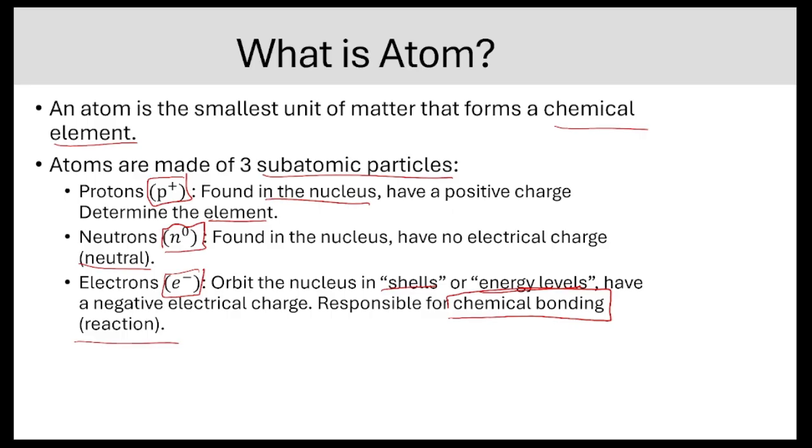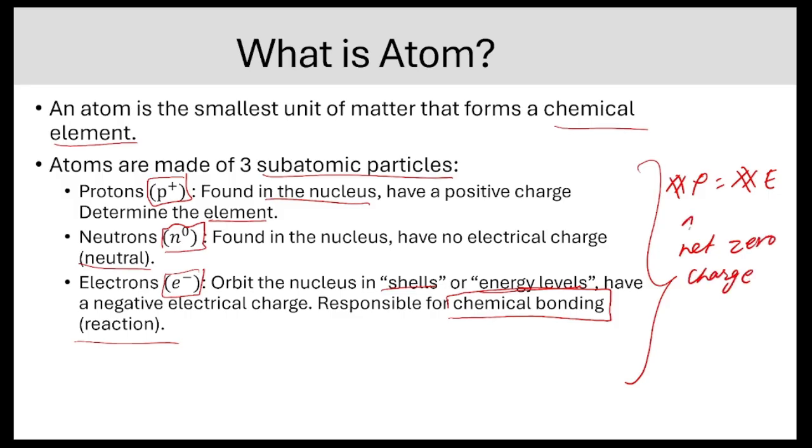We should also note that the number of protons and the number of electrons in an atom is equal, resulting in a net zero charge. So basically, an atom is neutral and stable. The atom itself is not charged, and the net charge is zero because of the same number of positive and negative charges.